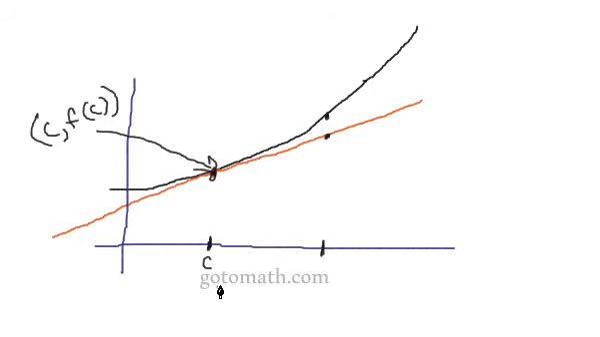This distance here is going to be our delta x. So this is the change in x, the delta x between C and this point here. And so therefore this point is going to end up being C plus delta x. Okay, that'll be C plus delta x.